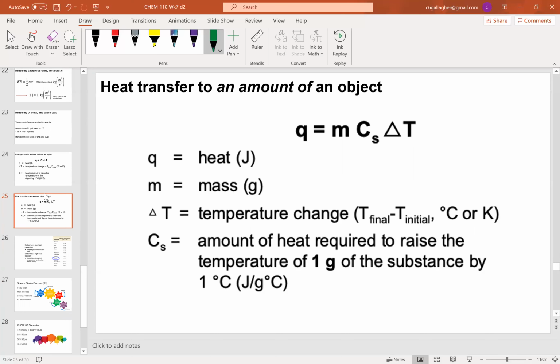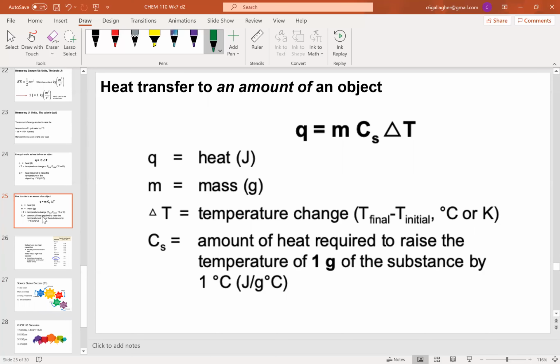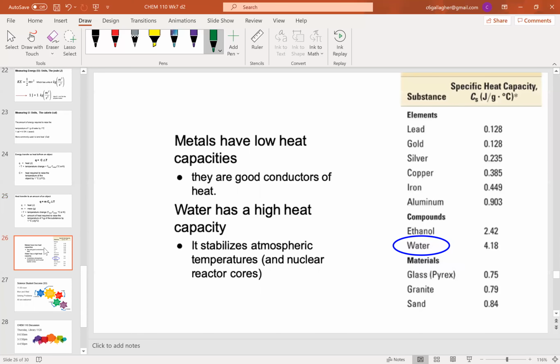So you're going to notice that we have two equations here. One is energy transferred as heat to or from an object, and the other is heat transfer to an amount of an object. We'll start to look at some examples of this next class, but a good way to start to conceptualize it is that metals have low heat capacities. They're really good conductors of heat, whereas water has a high heat capacity. It has a tendency to stabilize atmospheric temperatures, or for example, it's used to stabilize nuclear reactor cores because it has such a high heat capacity.